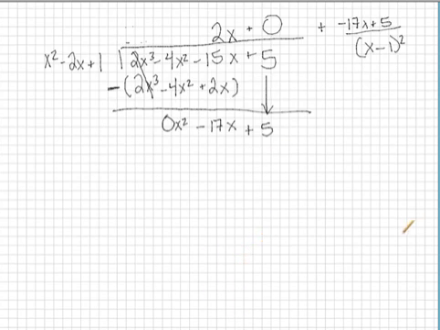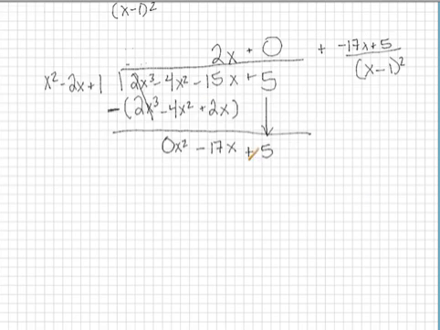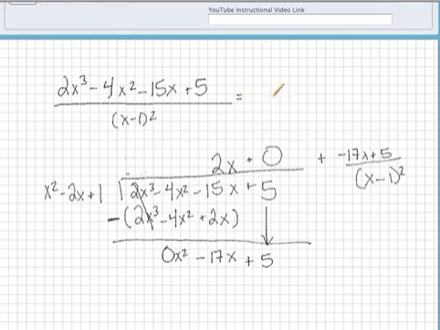So if you write the whole thing out, this is actually equal to 2x plus 5 minus 17x over x minus 1 squared. Woo! And that will be your final answer for the problem.